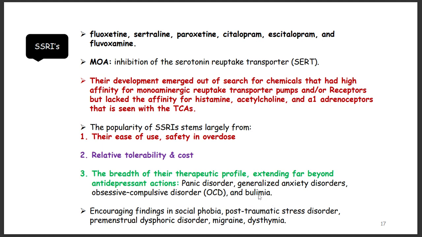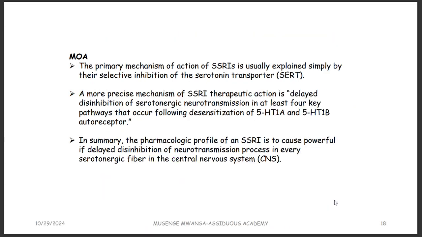And also bulimia, right? So these guys have also been shown, bulimia is you getting to eat so fast in the shortest period of time. And then they are also good for post-traumatic stress disorder. Like, maybe you saw someone having an accident, so every time you see a car, maybe it gives you that stress, and it gives you that anxiety. And also dysthymia and migraine, these headaches.